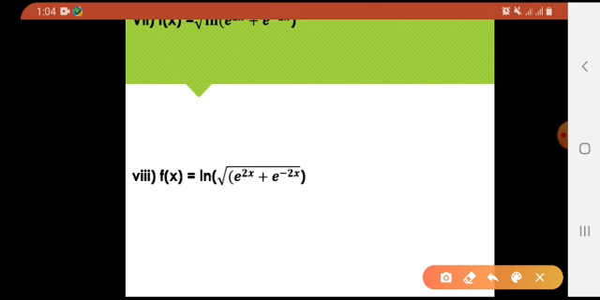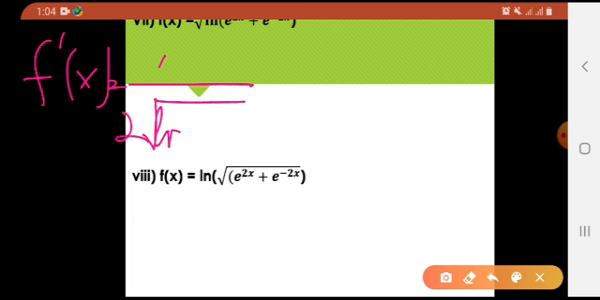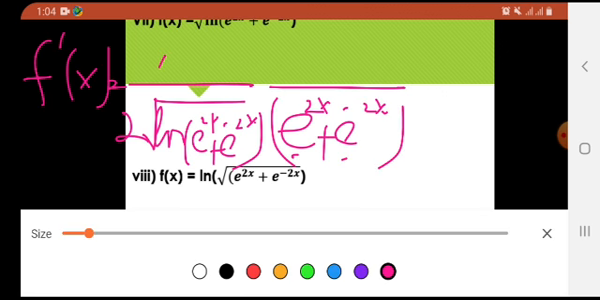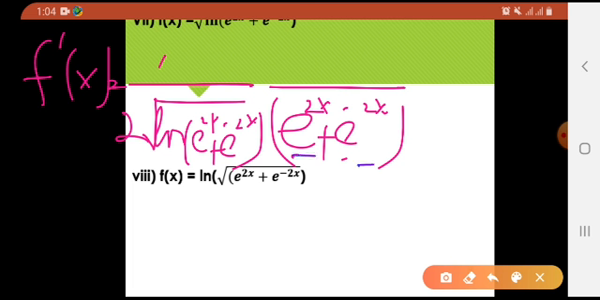Clear? Let me quickly write the answers here. f dash of x would be 1 divided by 2 radical of natural log of e raised to the power 2x plus e raised to the power minus 2x. Then we had e raised to the power 2x plus e raised to the power minus 2x, and the derivatives of these two were this and this. They were 2 e raised to the power 2x minus, why minus? Because this is minus 2x. So its further derivative would be minus 2. That's why I'm writing it directly. It would be minus 2 e raised to the power minus 2x.